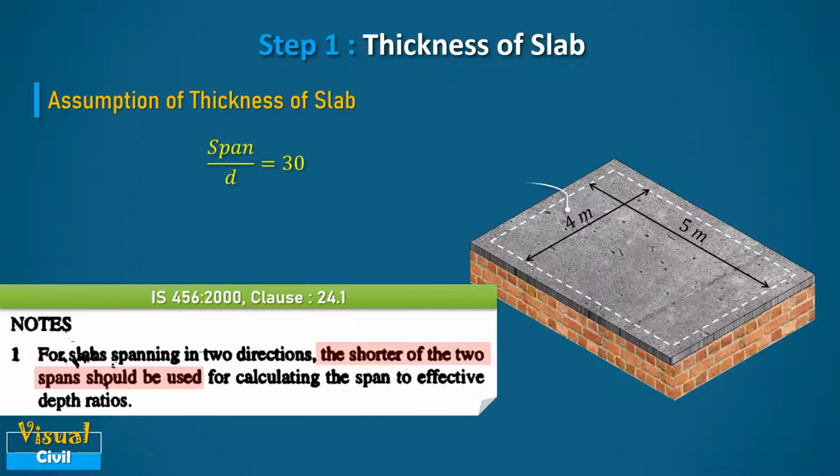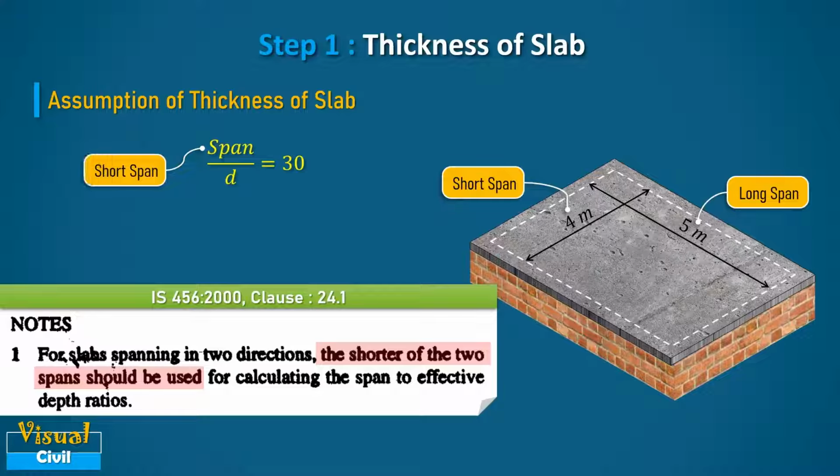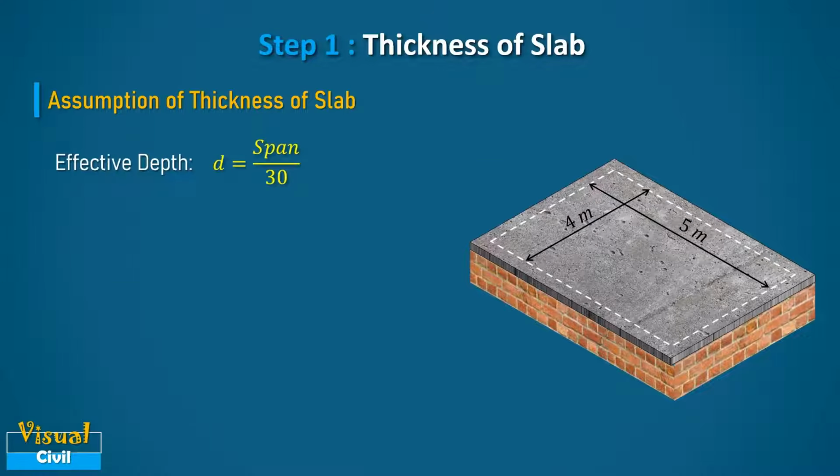As per the notes given in clause 24.1, for the two-way slab, the shorter of the two spans should be used for calculating the span to effective depth ratio. After rearranging the equation and solving, we get effective depth d equal to 133 mm.